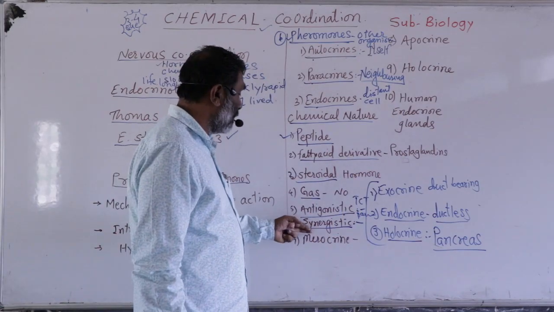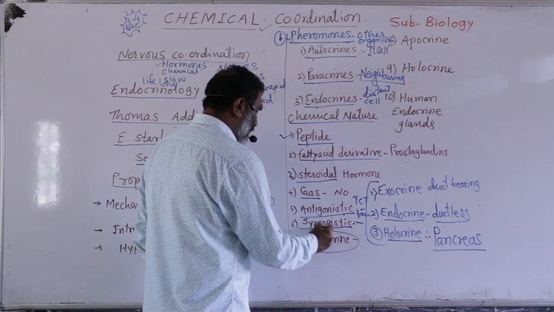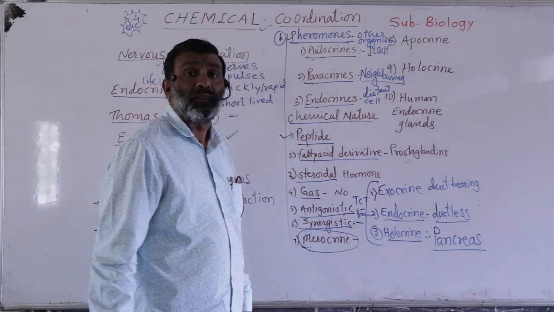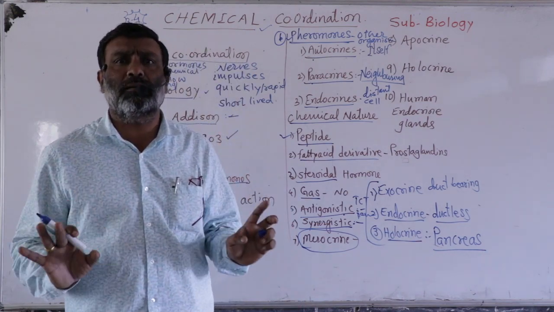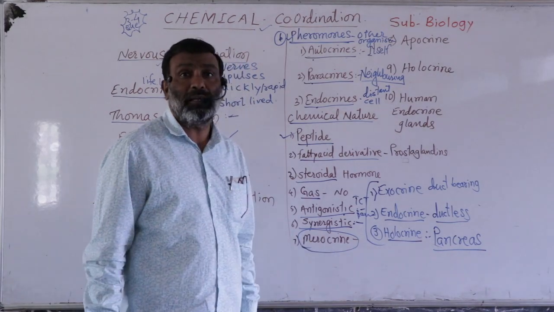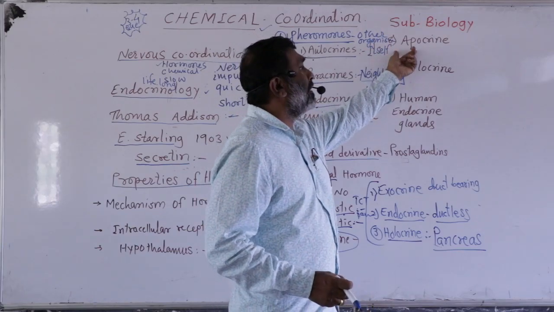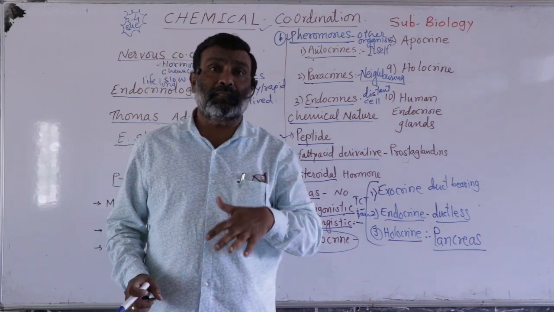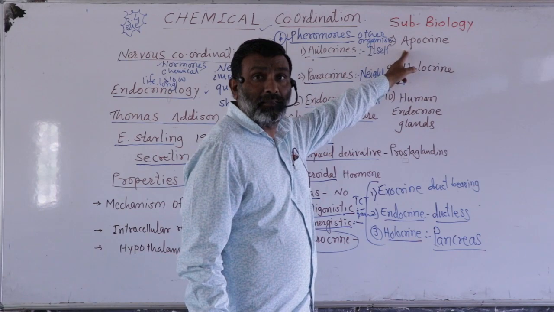That is called synergistic. There are such types of hormones. These are called merocrine. When their secretion does not contain any part of the gland, then such a gland is called a merocrine gland. When the gland's secretion contains the protoplasm of the cell, then they are called apocrine glands.